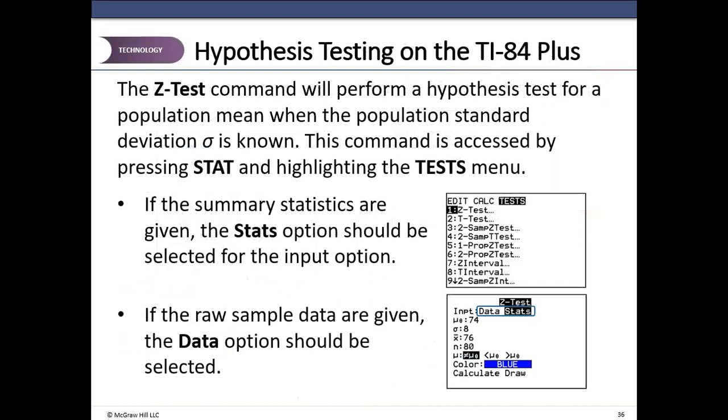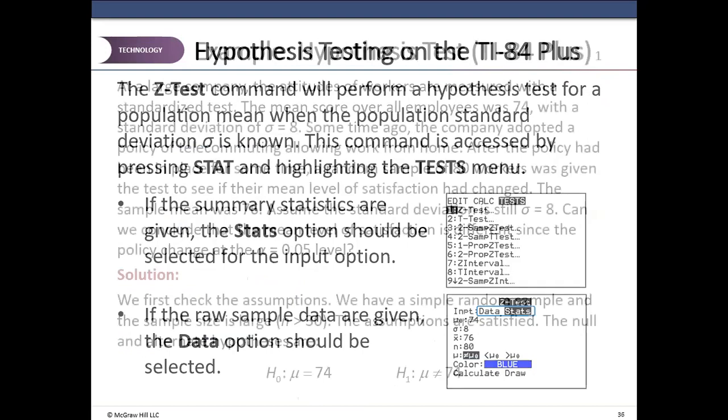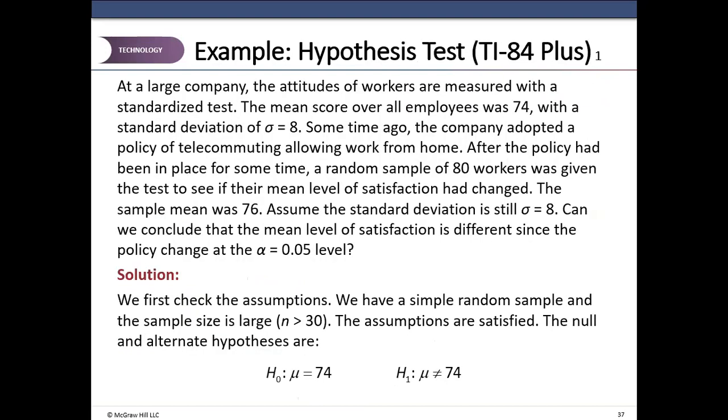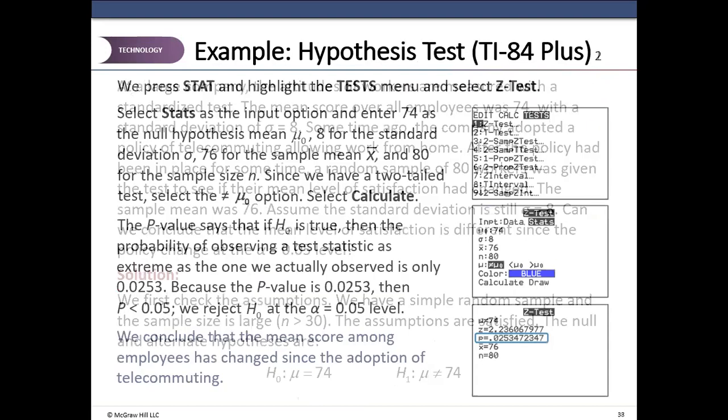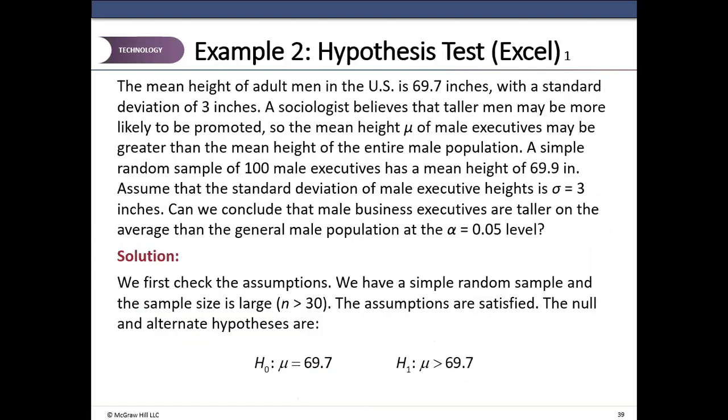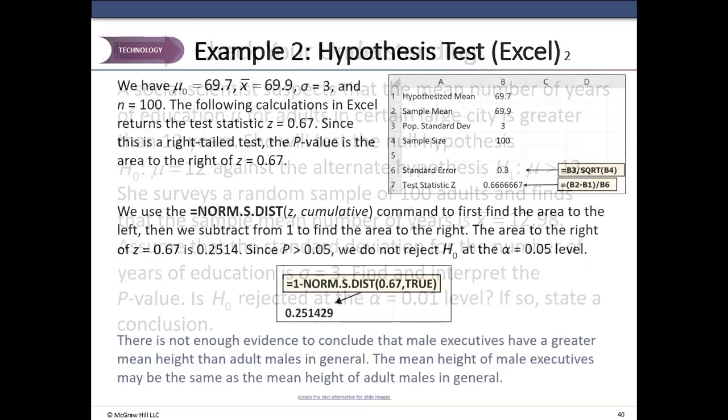So how to do this with technology: stat, test, and Z test. If we have the summary stats, then we highlight stats, input the data, select the alternate hypothesis, and then calculate. We have already done this, so we'll not do it. We have already done this also.